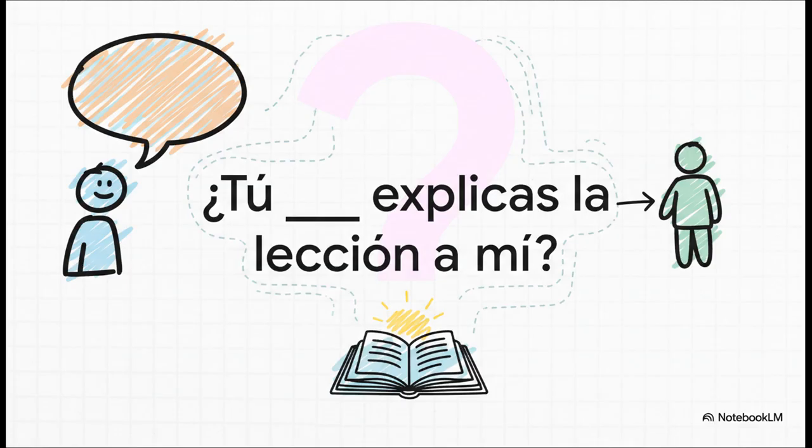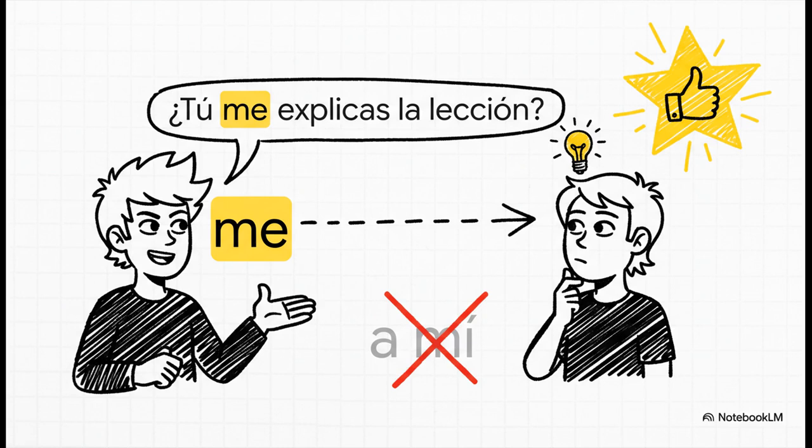The sentence is, tú blank explicas la lección a mí? So, you explain the lesson to me. Which pronoun means to me? You got it, it's me. ¿Tú me explicas la lección? And what's cool here is that because me is so specific, you don't even really need that a mí at the end. It's already crystal clear. Great job.